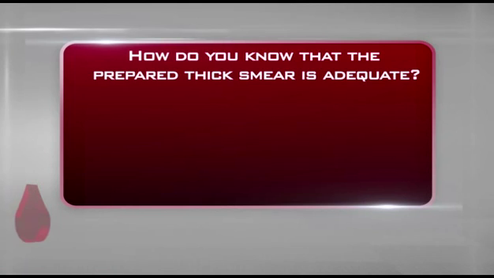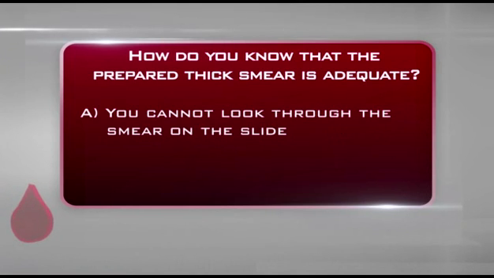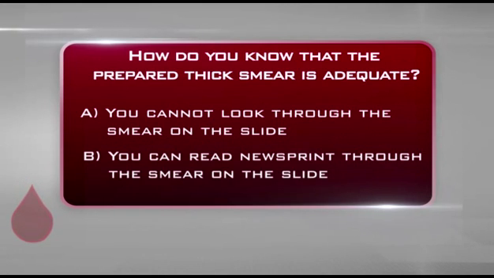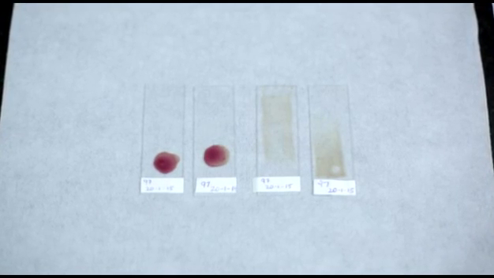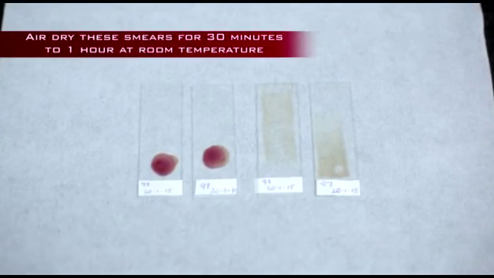How do you know that the prepared thick smear is adequate? A. You cannot look through the smear on the slide. B. You can read newsprint through the smear on the slide. Yes, the correct answer is B. You can read newsprint through the smear on the slide. You should be able to read newsprint through the thick smear on the slide.